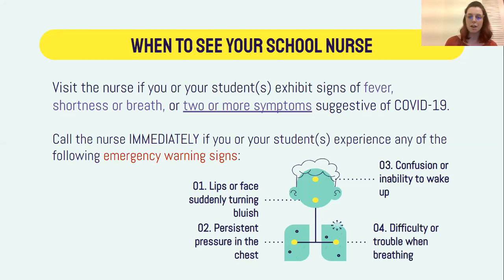These signs are those that are indicative of hypoxia. So if you or your student's lips or face are suddenly turning bluish or ashen, if there's persistent pressure on the chest, confusion or inability to wake, or difficulty or trouble when breathing. These signs are potentially indicative of an impending medical emergency. So if you see any one of these emergency warning signs, you do want to report that to the school nurse immediately.